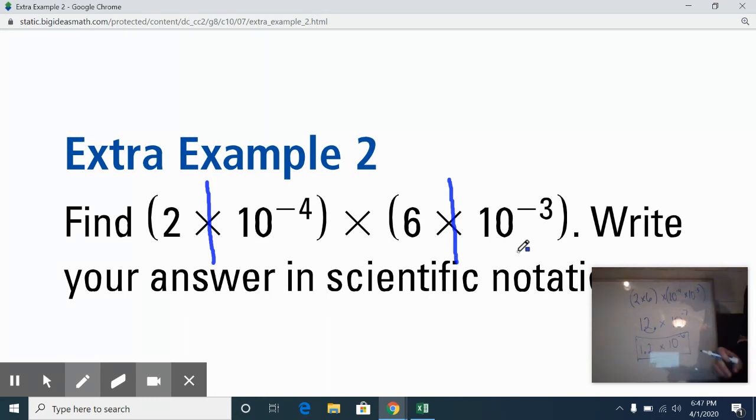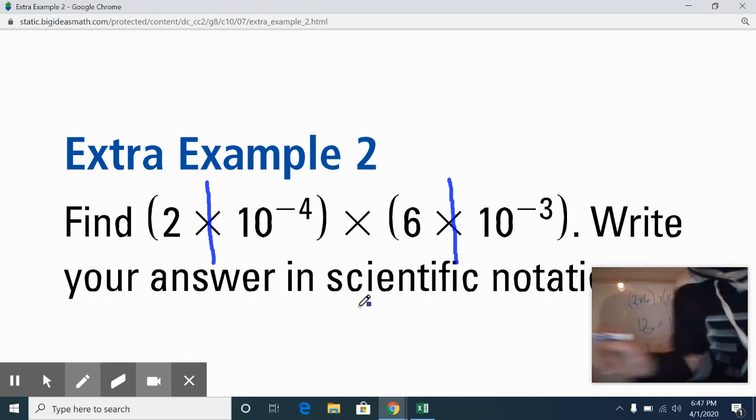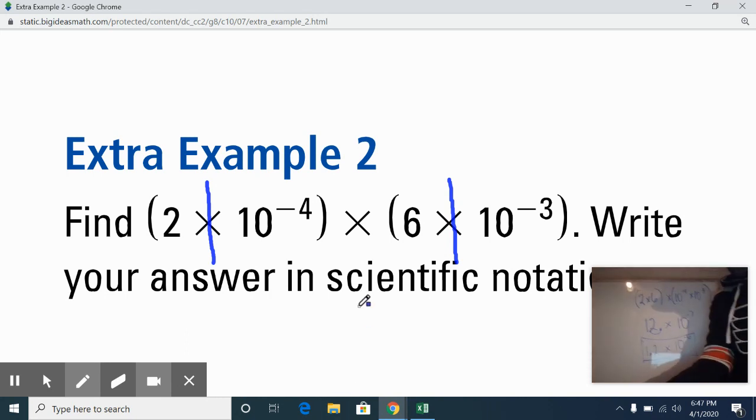Hopefully that makes sense. Let me get rid of this light so you can see better. Hopefully that helps a little bit. So again, there's our answer there.